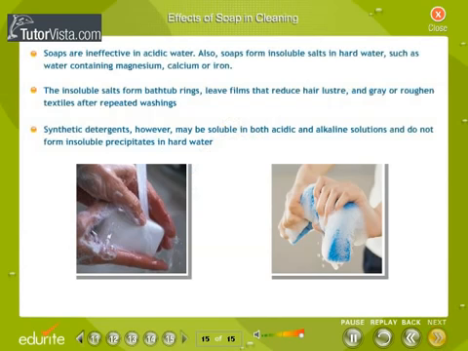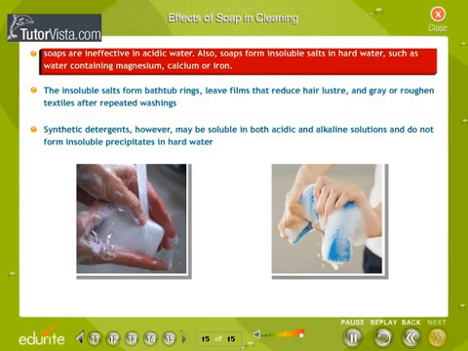Effects of soap in cleaning. Though soaps are excellent cleansers, they do have disadvantages. As salts of weak acids, they are converted by mineral acids into free fatty acids. These fatty acids are less soluble than the sodium or potassium salts and form a precipitate or soap scum. Because of this, soaps are ineffective in acidic water.